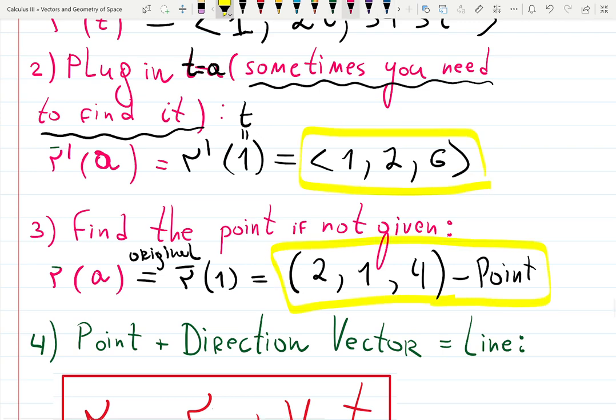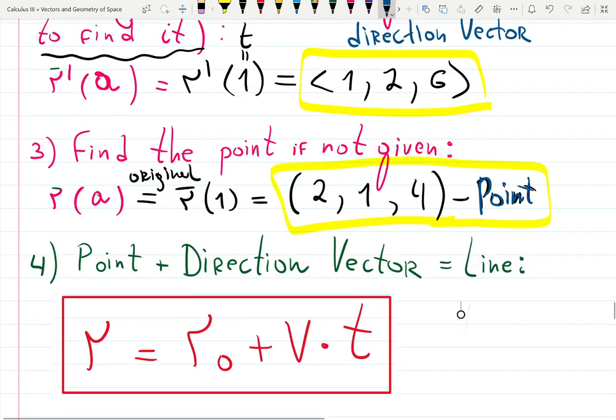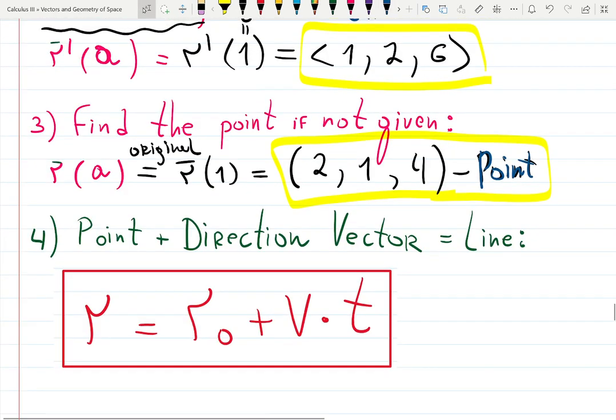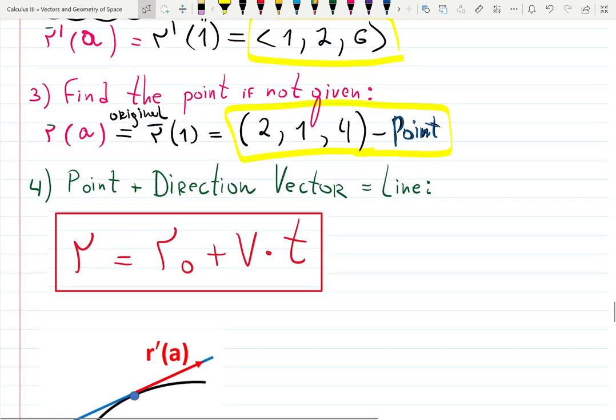We have a point, and we have a direction. So let me assign it. This is my direction vector, and this is my point. So now we are ready to build a line. Point plus direction vector gives you a line. This is the formula we remember from homework, r sub 0 plus vt. And now I can start writing it down.